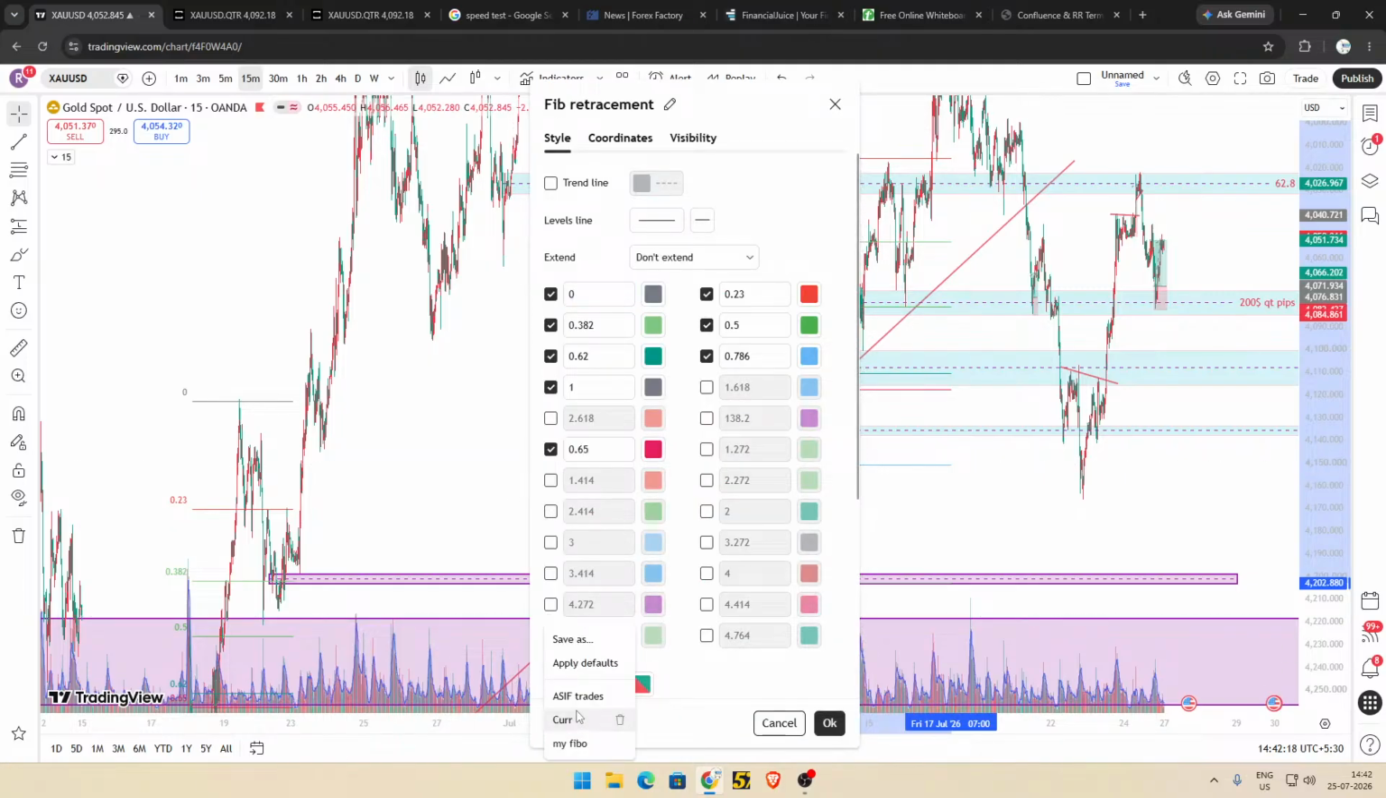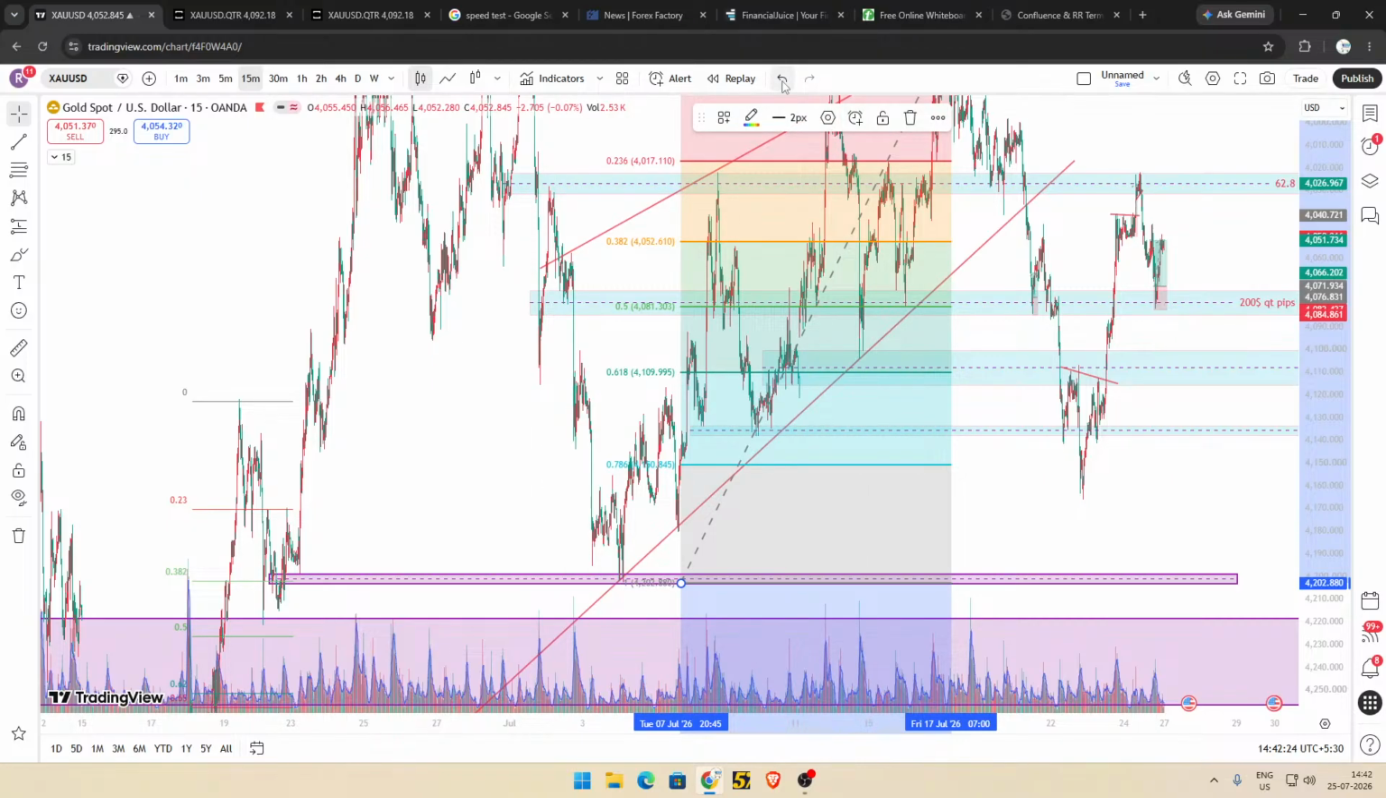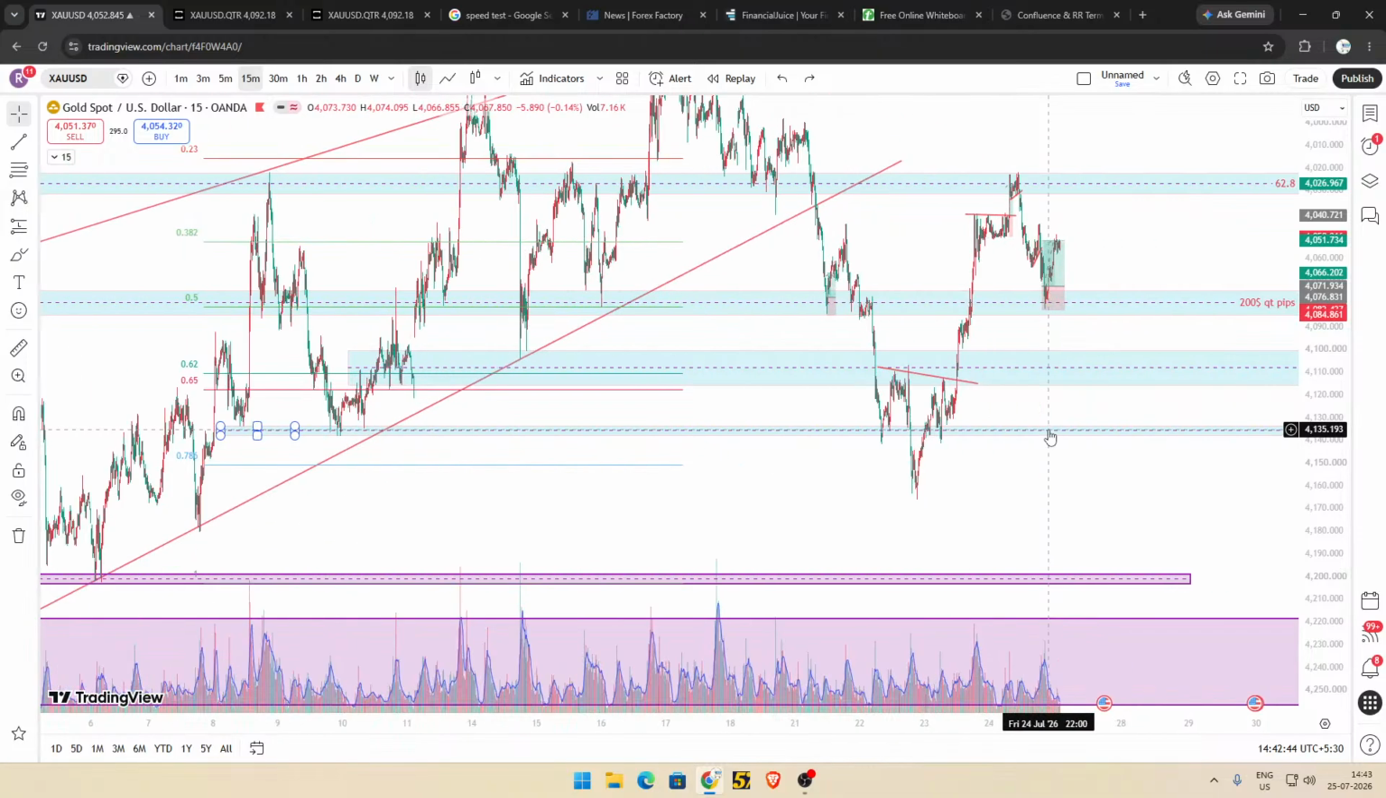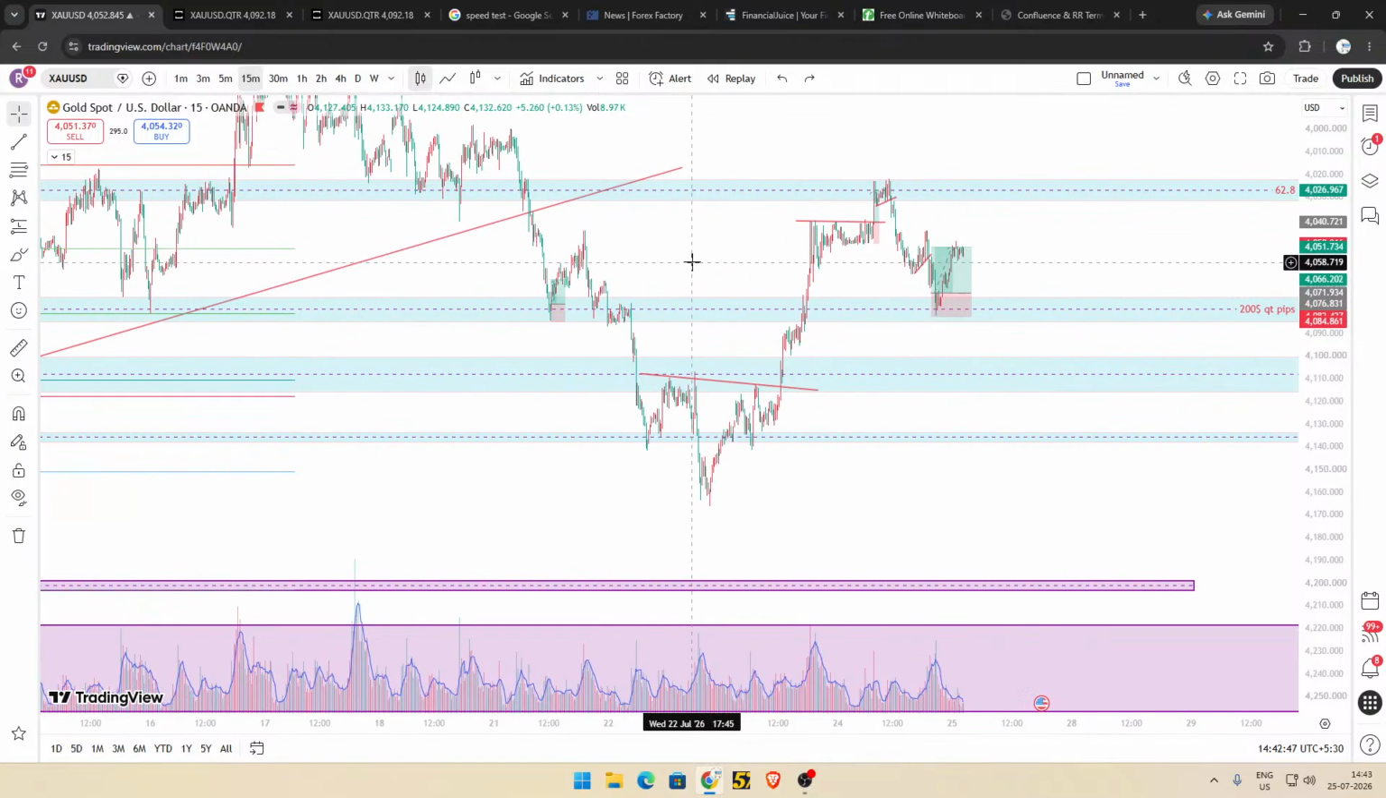If we use the default one, apply default, yes, 786. So this one has not touched, it reversed before that. So there was no three confirmation, that is why you left the trade. And then here comes another thing.